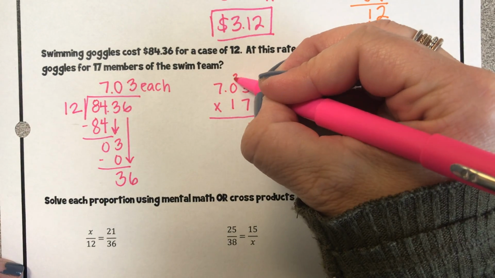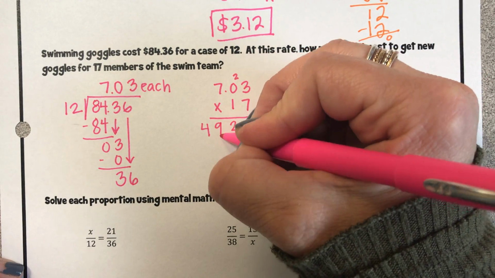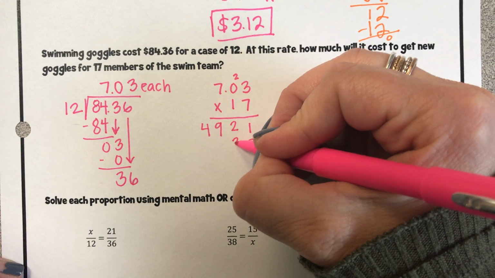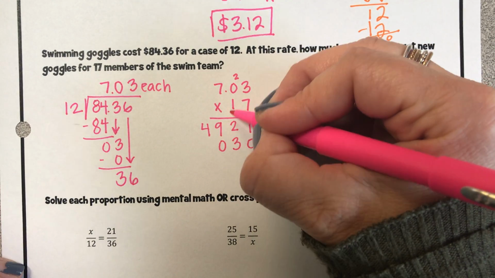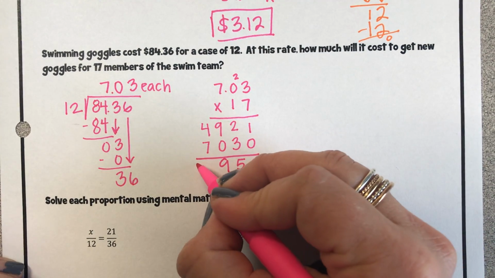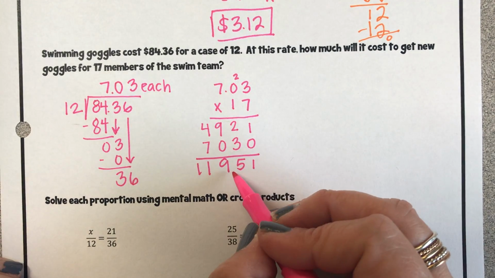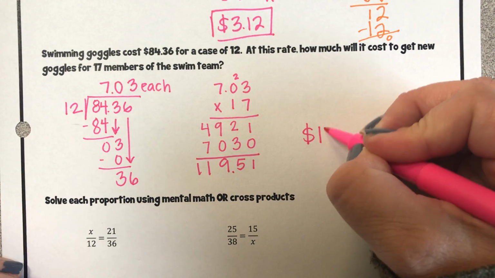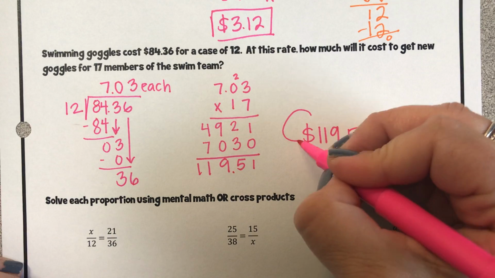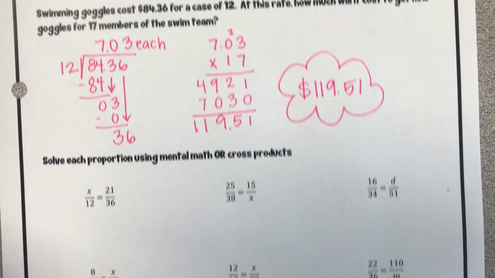7 times 3 is 21. 7 times 0 is 0, plus 2 is 2. 7 times 7 is 49. Put a 0 here. 1 times 3 is 3. 1 times 0 is 0. 1 times 7 is 7. So 1, 5, 9, 11. And now I have to figure out where my decimal point would go. There's 2 numbers behind the decimal, 2 numbers behind the decimal. So $119.51. So either method, whether you set up a proportion and use cross products or find the unit price and then multiply, you should get the exact same answer.